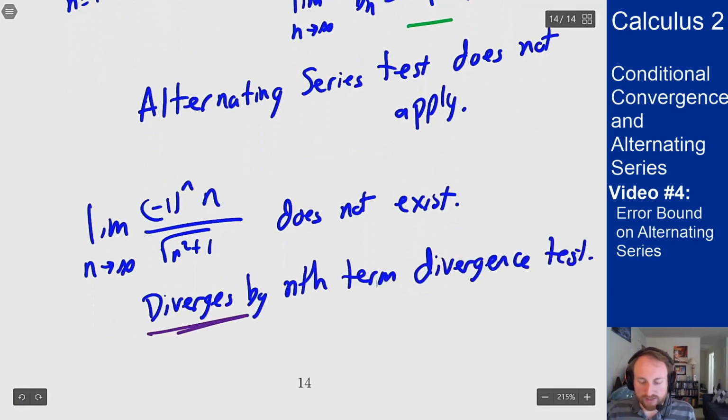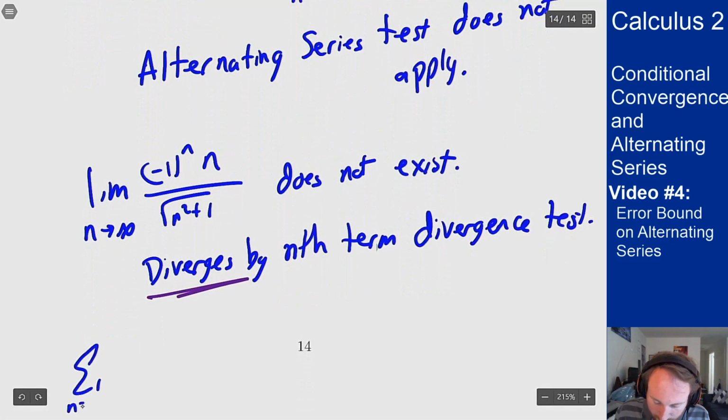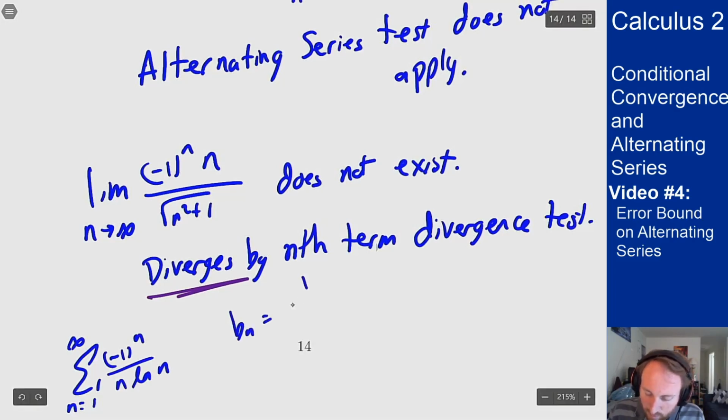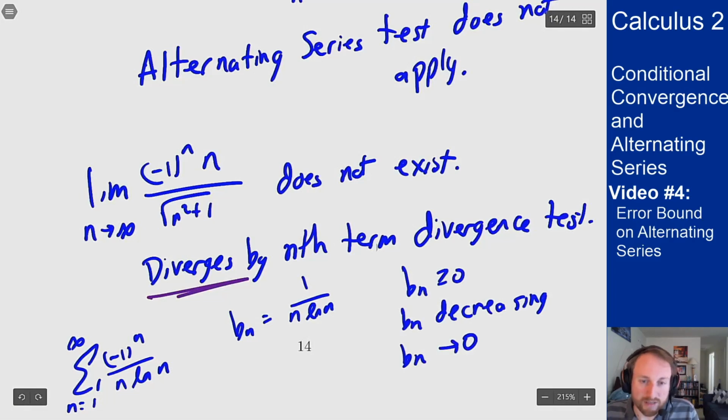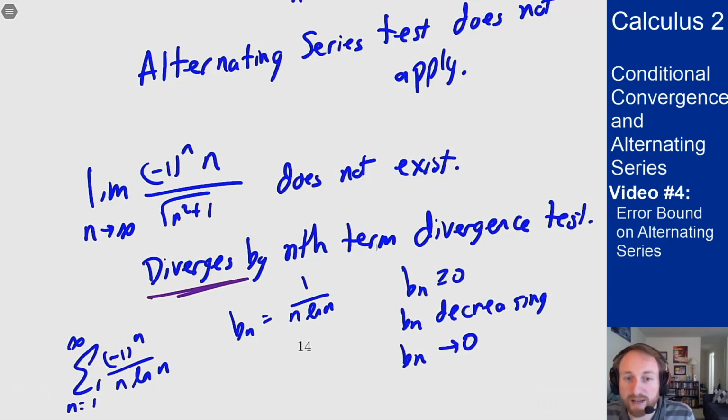For the second example, the sum from n equals 1 to infinity of negative 1 to the n over n ln of n. This one we're more lucky. For Bn being the sequence 1 over n ln n, we get exactly what we want. This is positive, it's decreasing, and it goes to 0. Because both n and ln n are going to infinity, as this goes to infinity, this whole thing goes to 0. Therefore, this converges by the alternating series test.